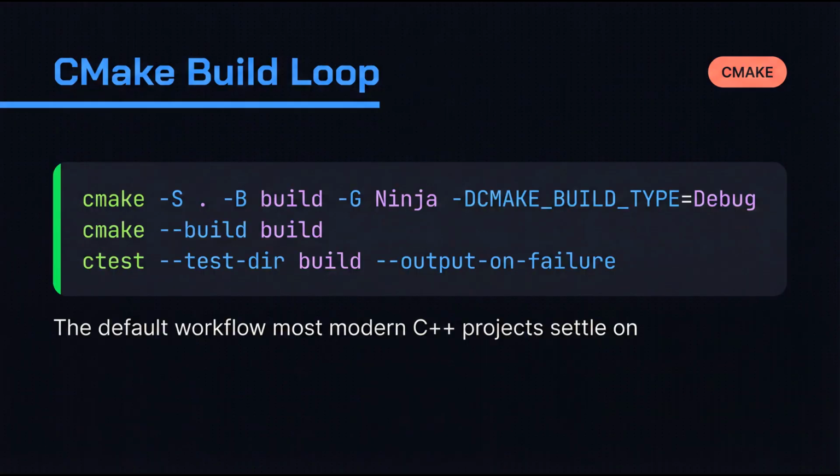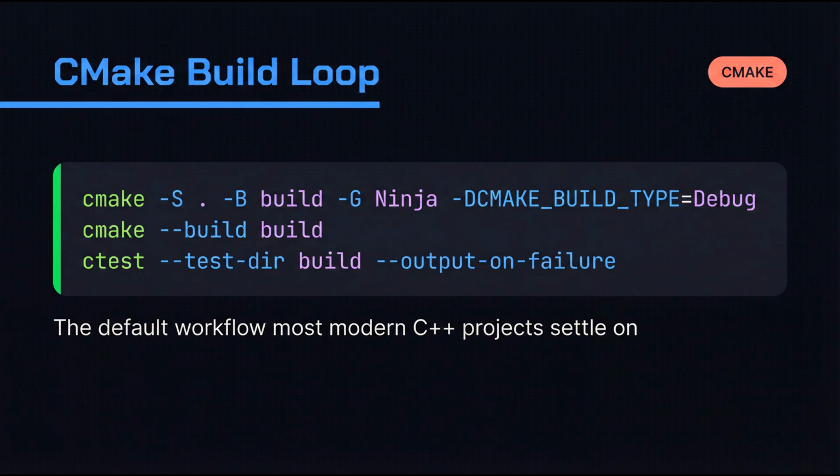For projects beyond a single file, CMake is the standard build system. 3 commands: cmake -S . -B build -G Ninja -D CMAKE_BUILD_TYPE=Debug. This configures the project in a build directory using the Ninja generator in debug mode. cmake --build build. This compiles everything.